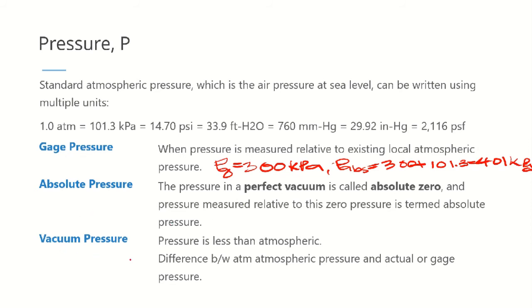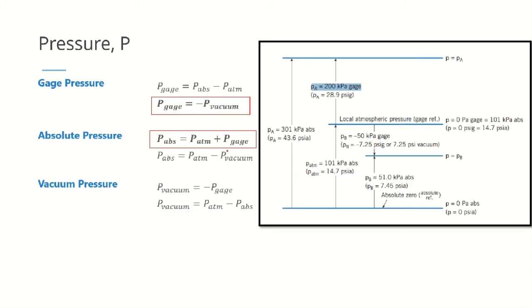Also, we have vacuum pressure. So vacuum pressure, take note, it is always less than atmospheric. Okay, so it is the difference between atmospheric pressure and actual or gauge pressure. So kung ano mang difference nitong absolute pressure and gauge pressure, yun yung vacuum pressure. And also, pwede ring express yung vacuum pressure as ito. So we have here mathematically, gauge pressure is equal to negative of vacuum pressure.